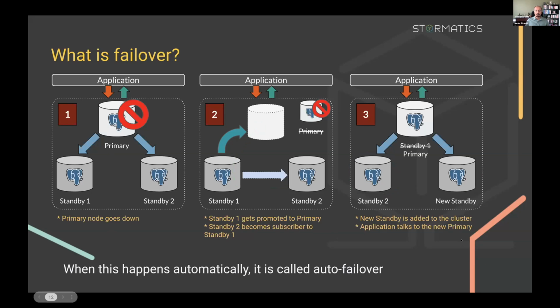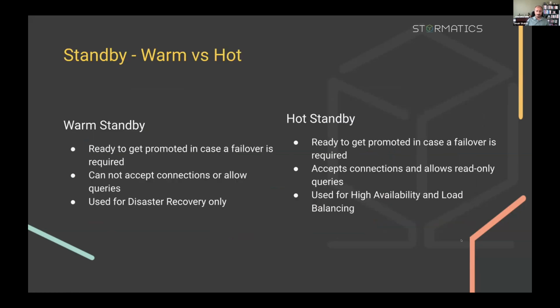Moving on. Again, a few concepts to clarify within the realm of Postgres. The standby nodes could be warm or hot standby. With a warm standby, the standby node is ready to get promoted to the primary in case a failover is required.